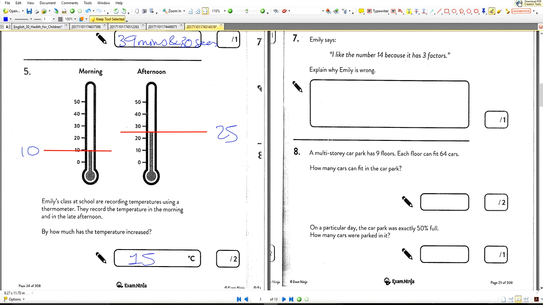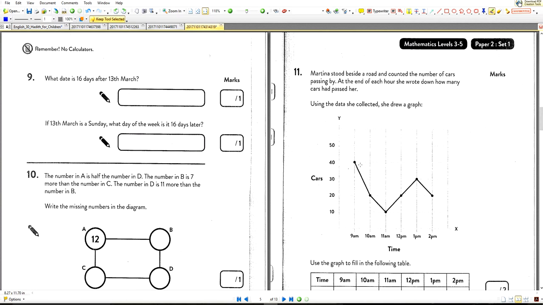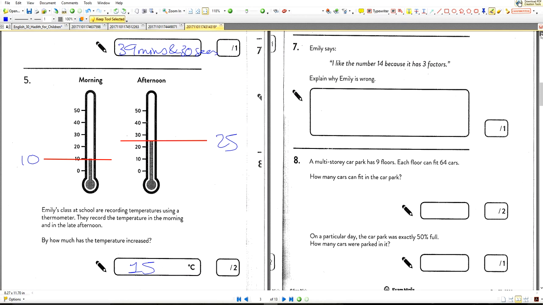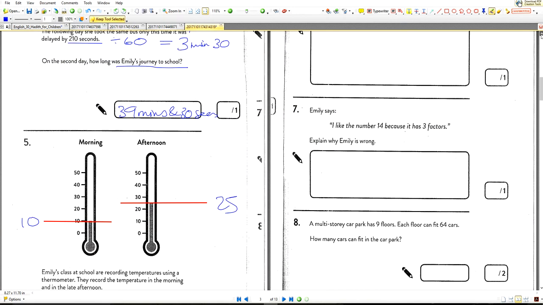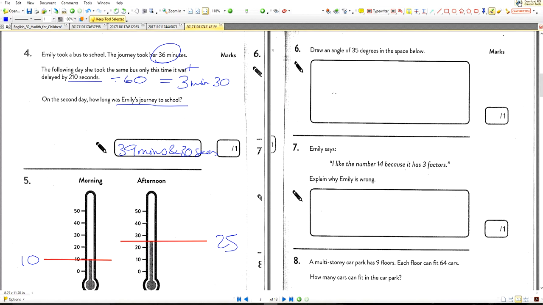Okay, question number 5 is done. Let's move on to question number 6. Okay, I've moved forward too much. Let's move up on the other side of the page. Draw an angle of 35 degrees in the space below. Now, if you look at your protractor, I don't have a protractor tool here with me. Here's your protractor, okay? We have our markings on there.